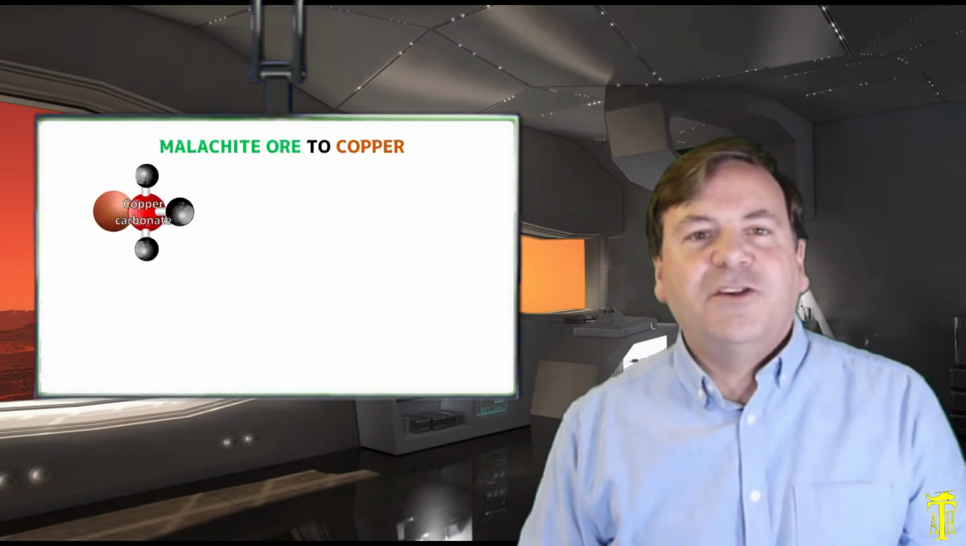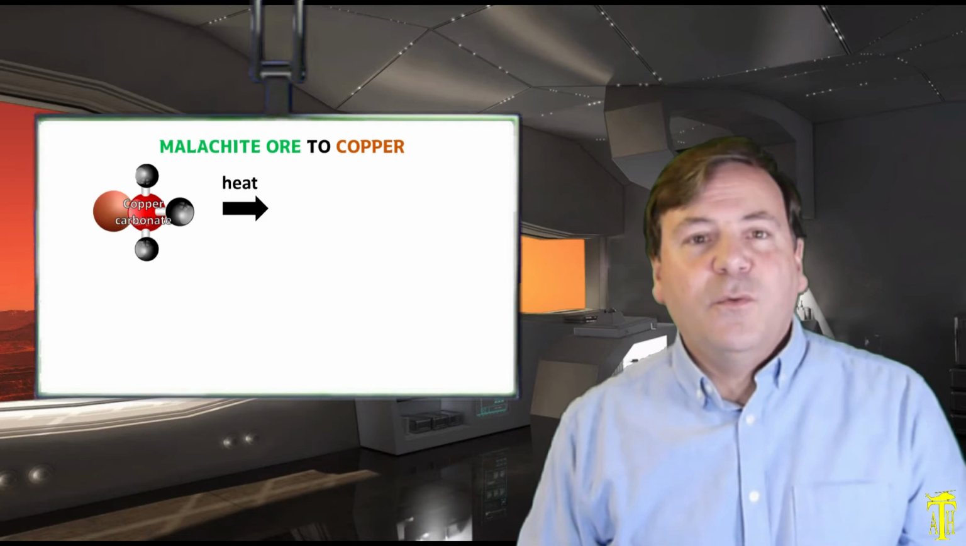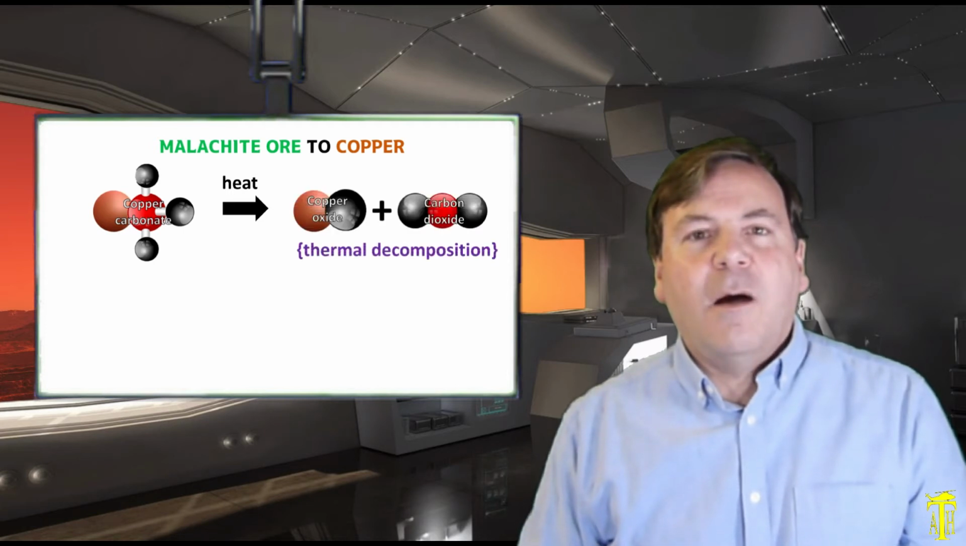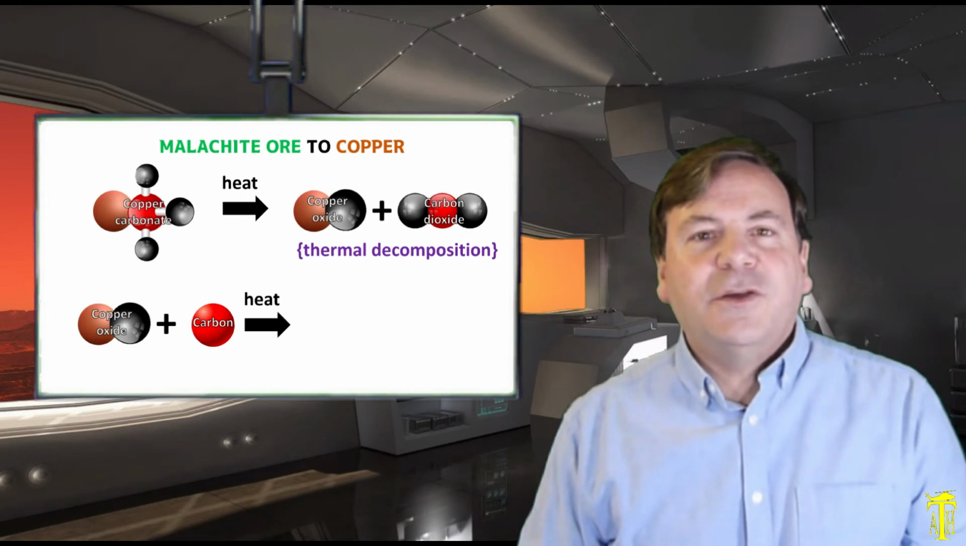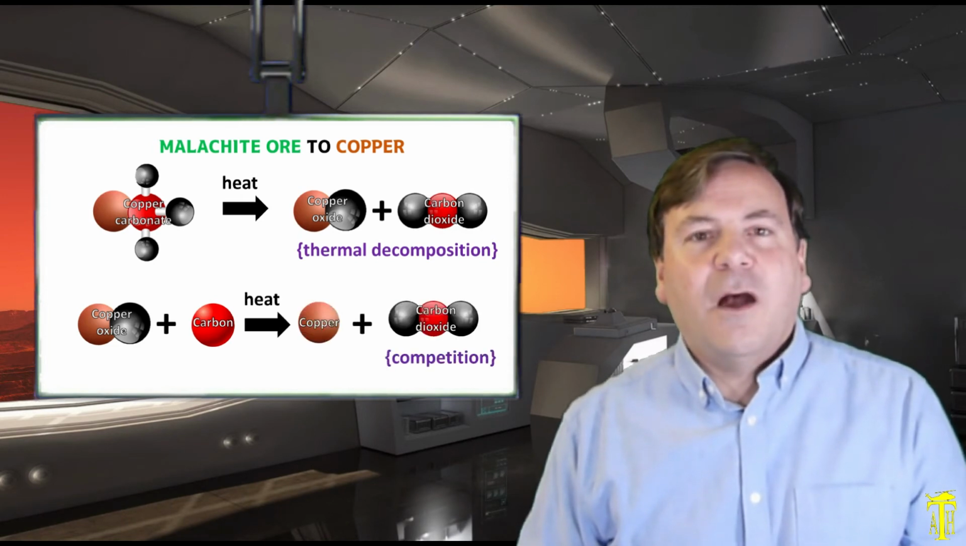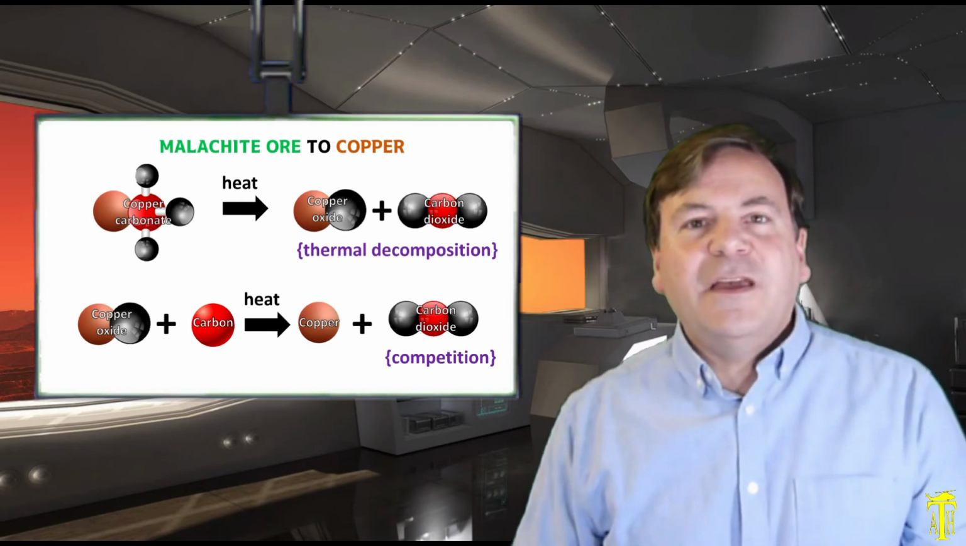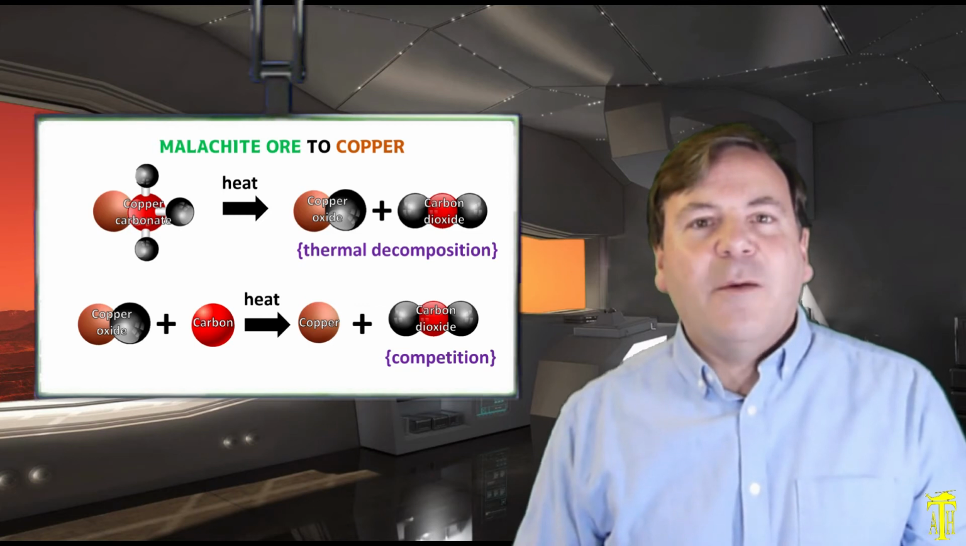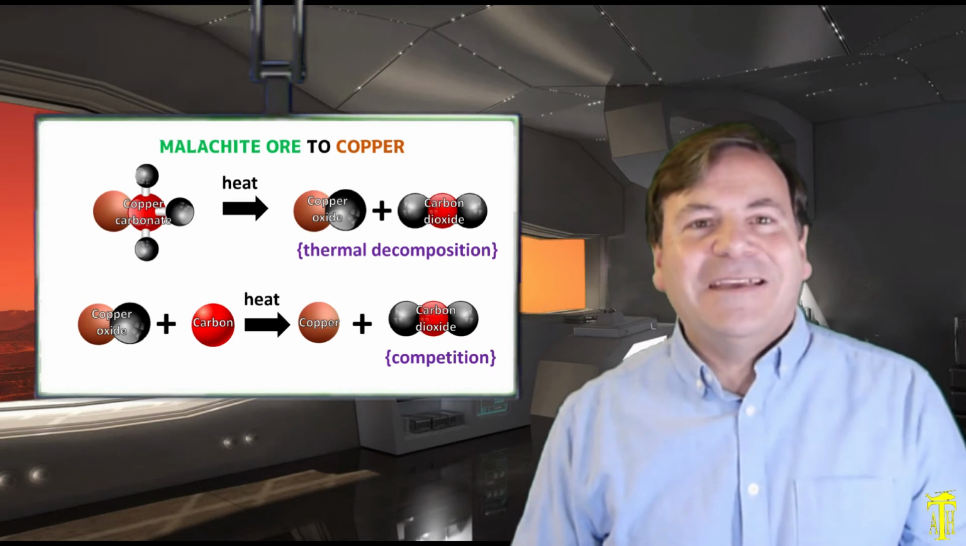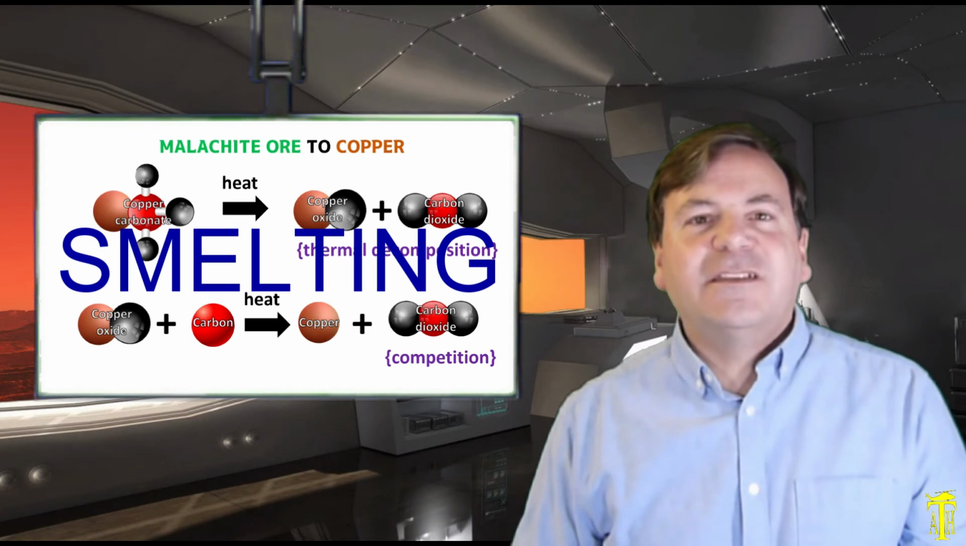So the two word equations are: number 1, copper carbonate goes to, with heat, copper oxide plus carbon dioxide, and that's a thermal decomposition reaction. And number 2, copper oxide plus carbon goes to, with heat, copper plus carbon dioxide. This is a competition reaction. If we do this in a very hot furnace, we can get pure molten copper forming at the bottom. Copper melts at just over 1,000 degrees Celsius. This process of extracting metal from its ore using heat and a competition reaction is known as smelting.